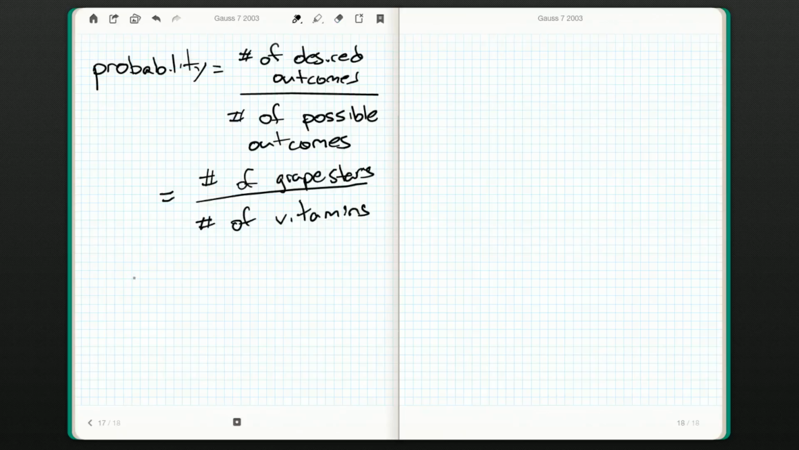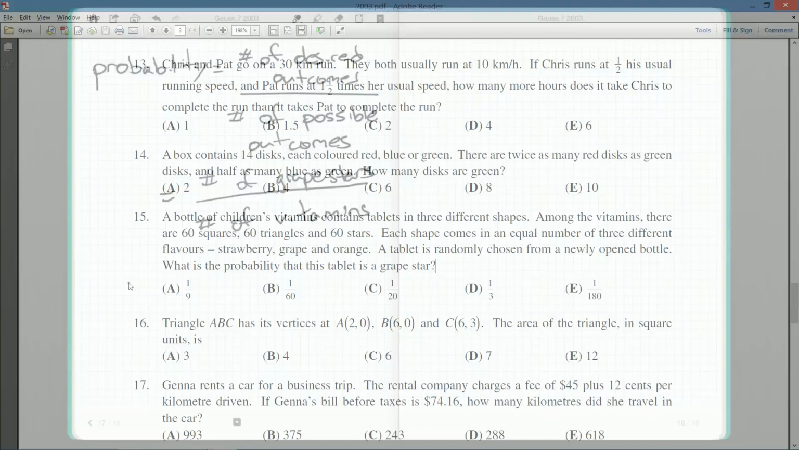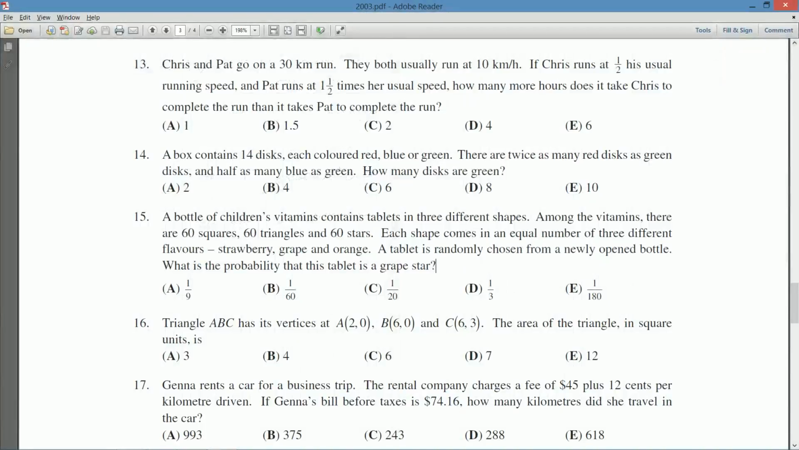Okay. So now it's left to us to figure these out. Well, if we reread the question, we get vitamins, and 60 of them are squares, 60 are triangles, and 60 stars. So in total, that's 60 plus 60 plus 60 different vitamins. Now the question further breaks them down into strawberry, grape, and orange, but the point is there are 60 squares, 60 triangles, and 60 stars, regardless of their flavors. So it's going to be 180, 60 plus 60 plus 60, total vitamins.